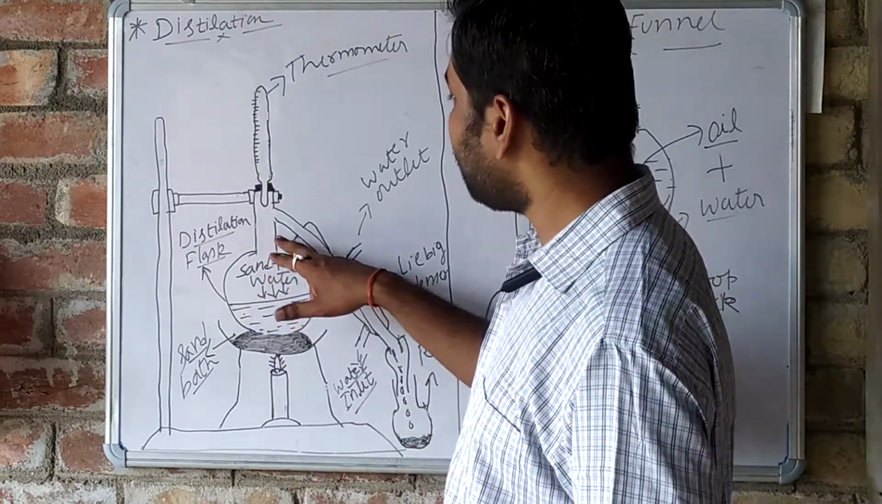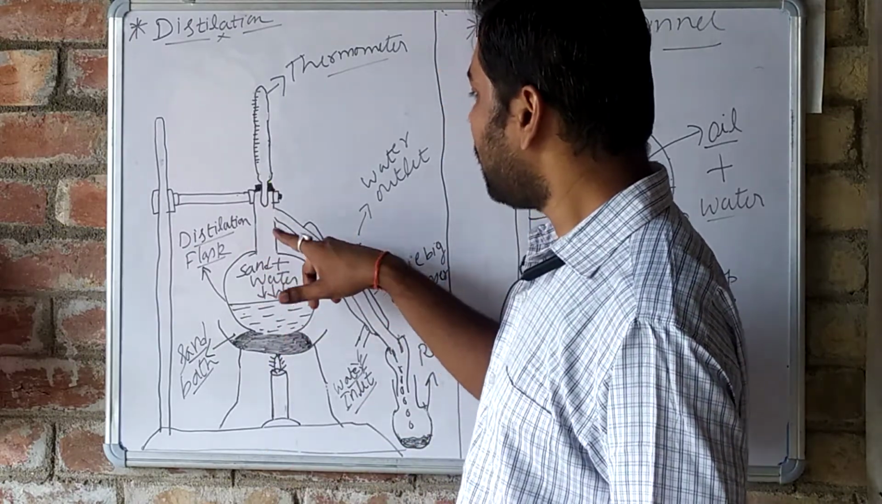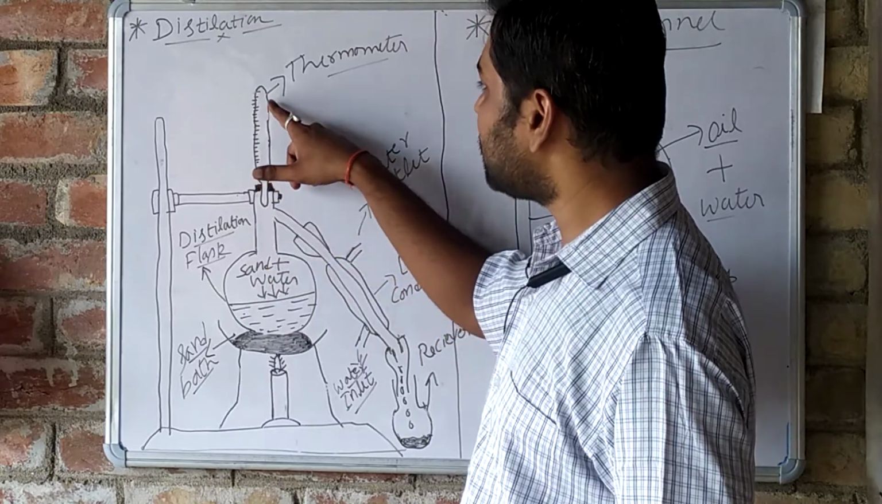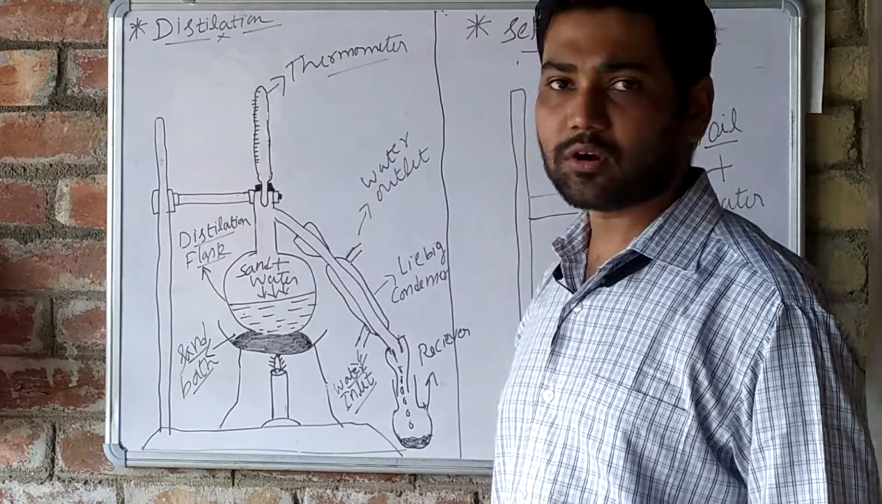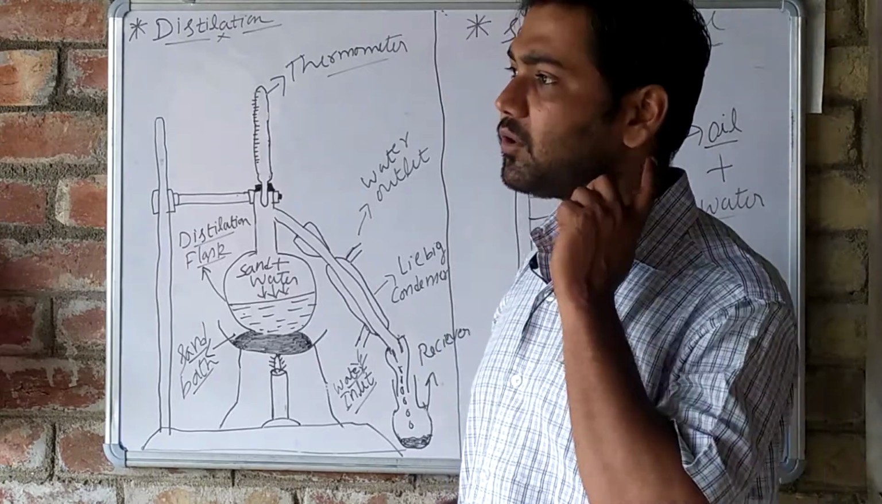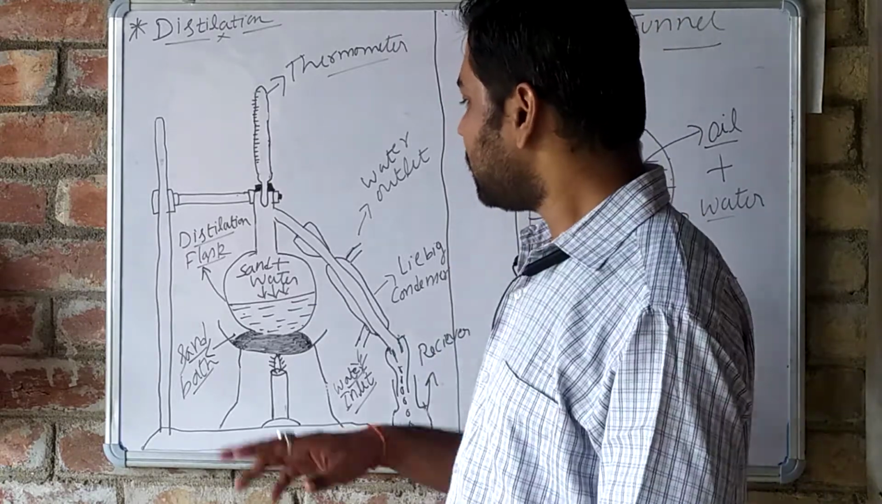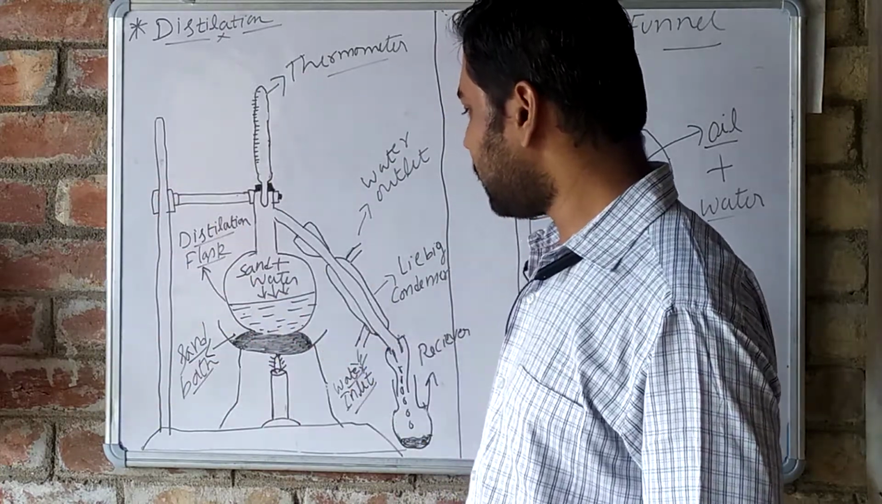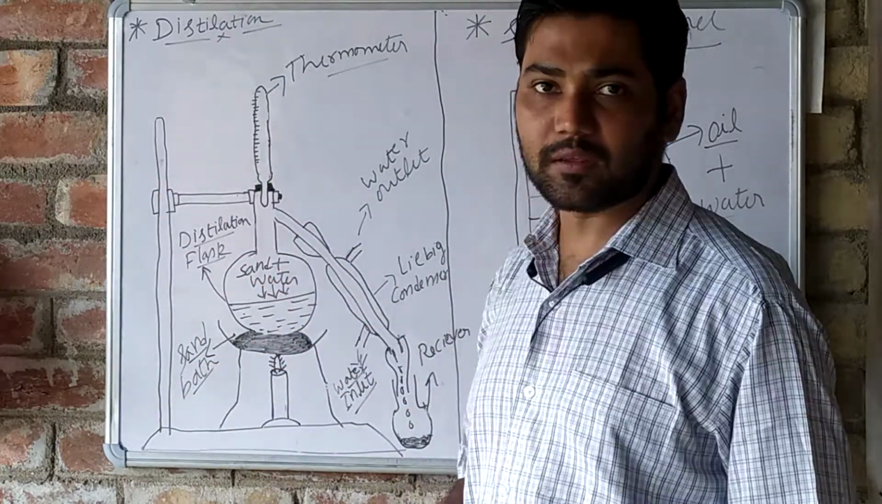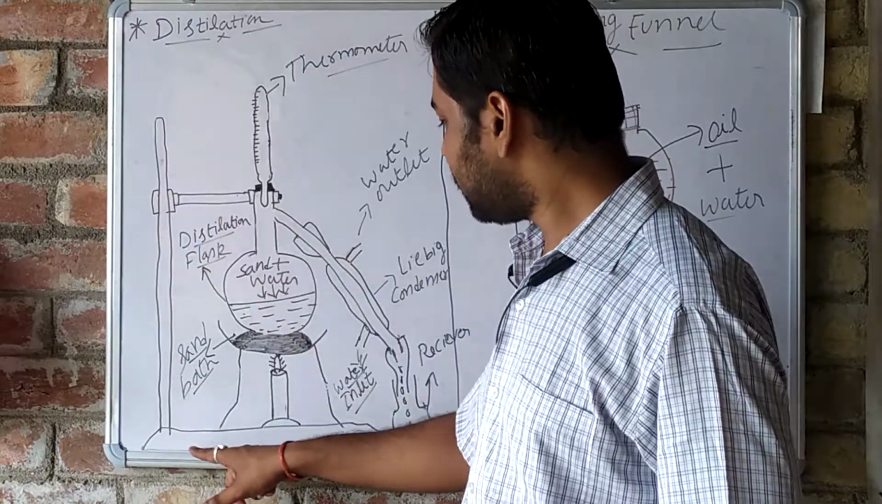Now here what we will have? This is a tube. This is a funnel. On the top of that funnel we will have a thermometer placed to record the temperature. The whole setup is fixed with one more stand. On that stand all this setup is placed. This is the stand.